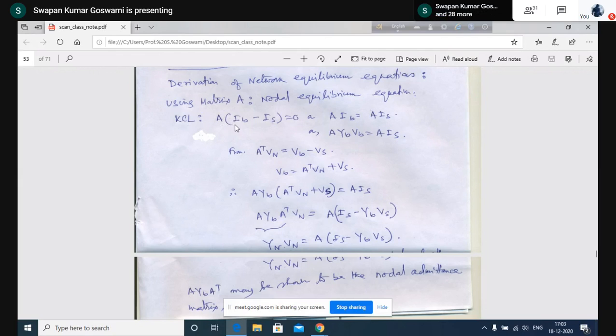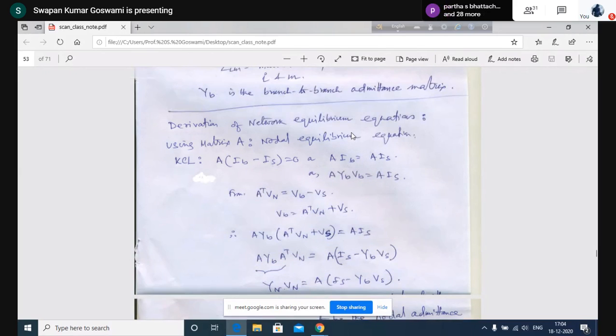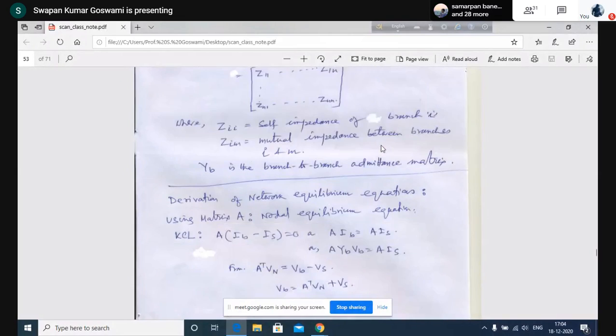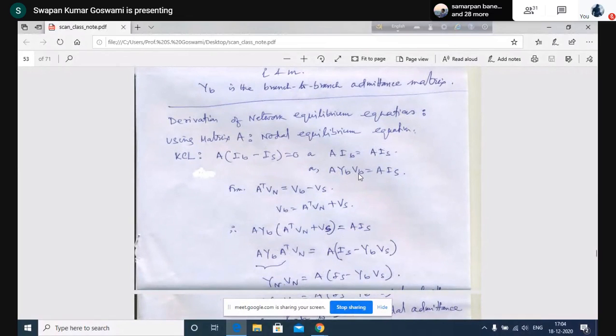It is A times IB minus IS equal to 0. This is not the Kirchhoff's current law. Let us write this as A IB equal to A IS. Now, what is IB? IB means YB into VB. So we can write IB equal to YB into VB. Same expression, IB replaced by YB VB, and it is A IS.